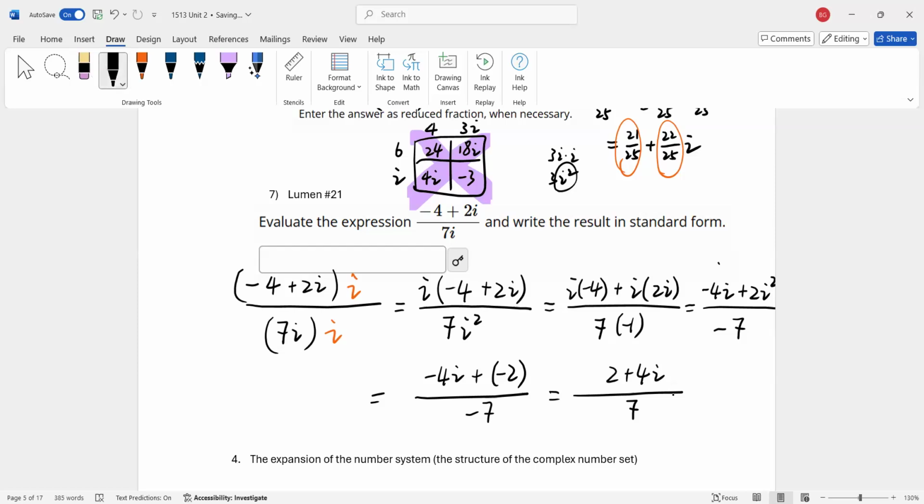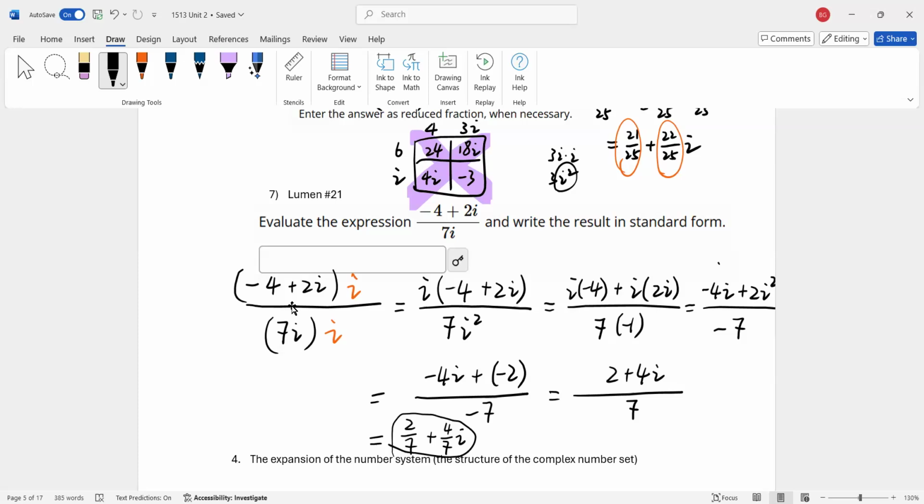And then we use the first part in the numerator divided by the denominator. We have 2 over 7 and then plus 4 over 7 times i. And rewrite the result. The result is a complex number. Rewrite it in the standard form: real part plus imaginary part times i. So that's how we divide two complex numbers.